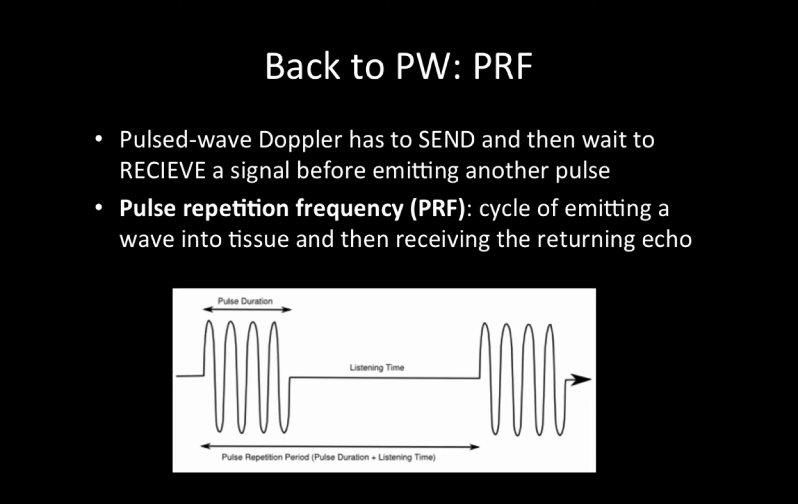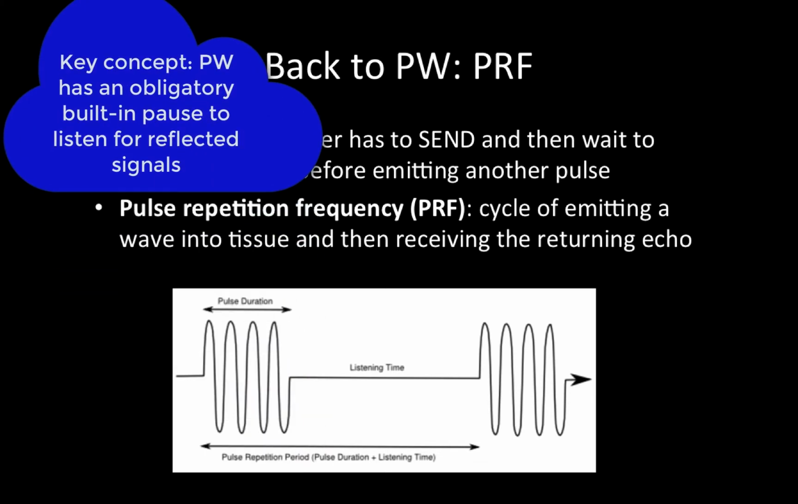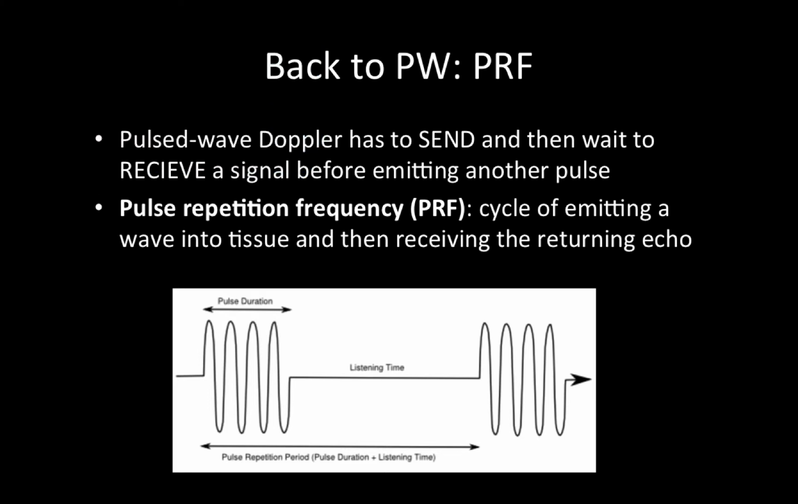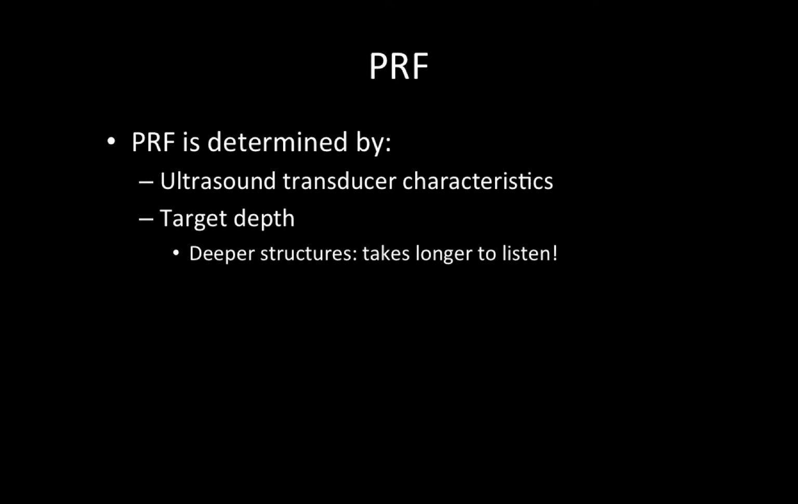As we mentioned before, the obligatory pause to listen is a key feature of pulsed wave Doppler. Because of this pause, PW is limited by what we call a pulse repetition frequency, or PRF. The PRF is defined as the cycle of emitting a sound wave into tissues and then pausing before receiving the returning echo. PRF is influenced by both the intrinsic characteristics of the ultrasound transducer as well as by the depth of the structures being interrogated.